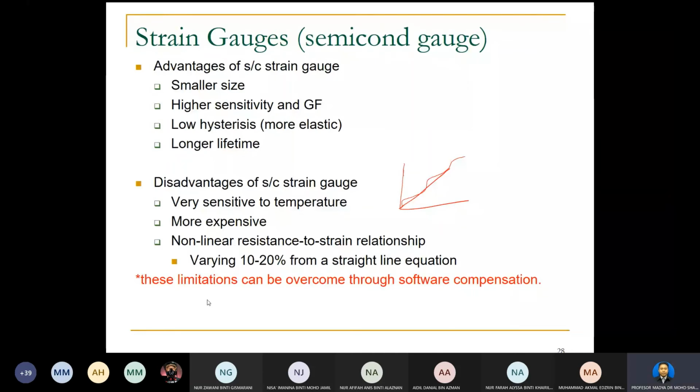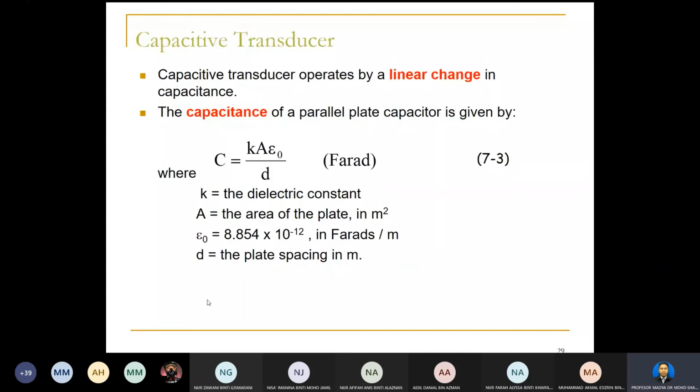Alright, next we go to the capacitive transducer. A capacitive transducer operates by a linear change in the capacitance, that means from the capacitor. The capacitance of the parallel plate capacitor is given by this formula, which calculates the capacitance in farads. Maybe you studied this in basic physics: how to calculate the capacitor, the inductor, and the resistor.